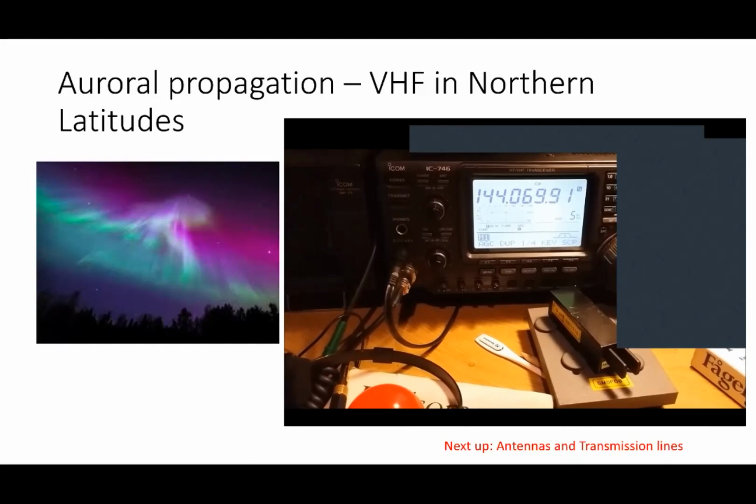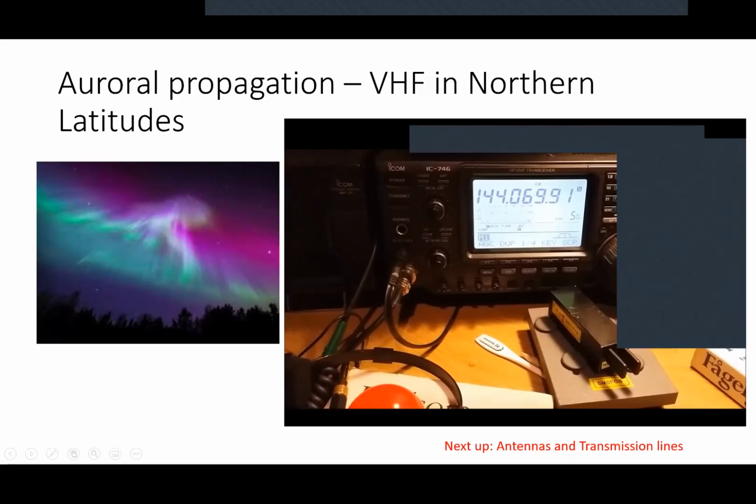So I hope you just heard that. And if you didn't hear it, maybe it says something about just how rough auroral propagation is. But it certainly is an exciting mode. All right, so we're about done. Next up, antennas and transmission lines.